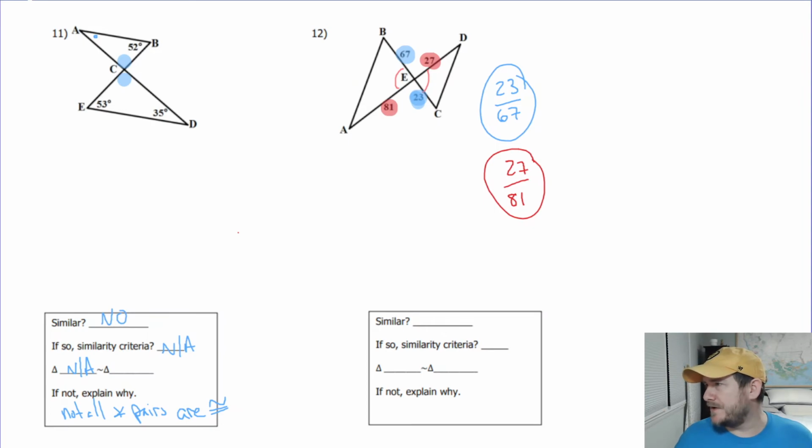Okay, so where it says, are the triangles similar? You'll say no. You'll say not applicable. You'll say not applicable. And you'll say the sides are not proportional.